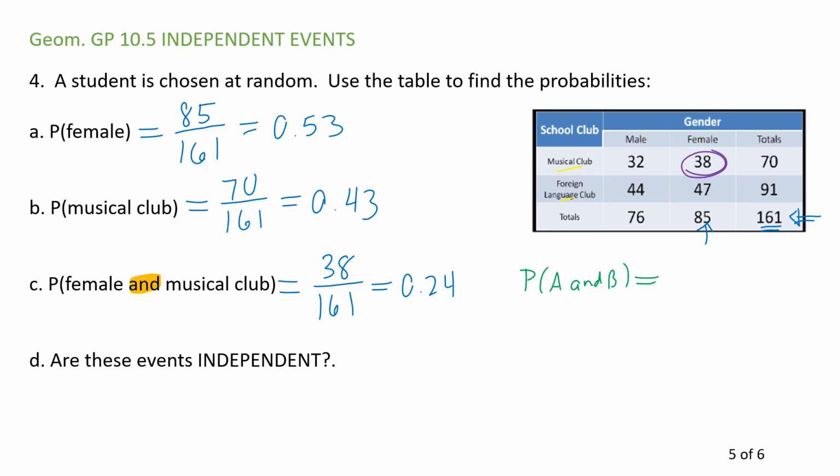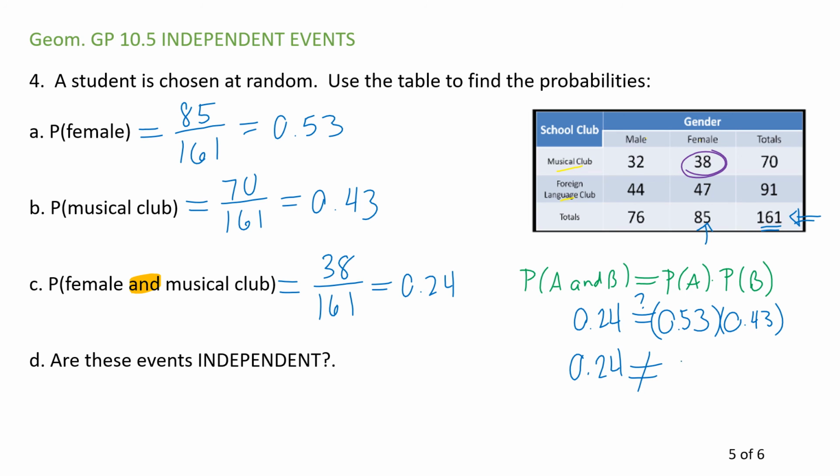My feeling is that they are probably not, but I don't need to wonder. I'm going to just fill it in. The probability of A and B I found was 24. The probability of A is 53. The probability of B is 43. This is close. So my conclusion is these are probably not independent.